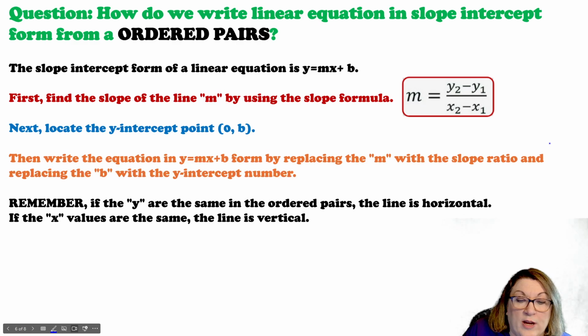Then write the equation in slope-intercept form, y equals mx plus b, by replacing the m with the slope ratio and replacing the b with the y-intercept number. Remember, if the y's are the same in the ordered pairs, the line is horizontal. If the x values are the same, the line is vertical. We kind of talked about that before, but it's just reminding you.